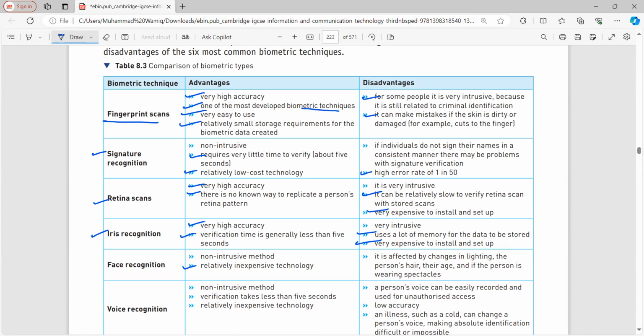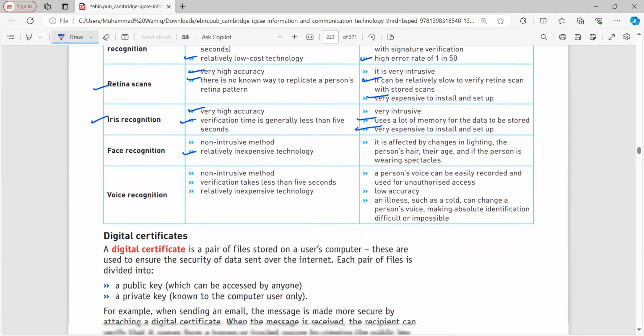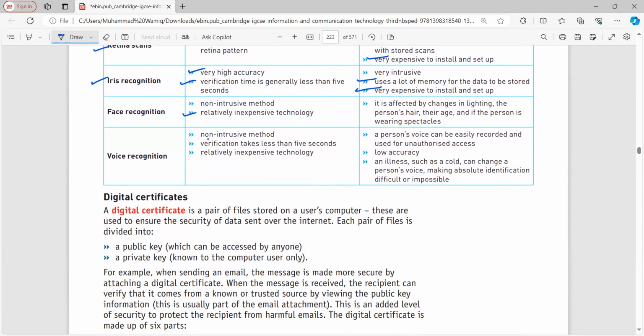And for example, if the person is wearing spectacles, that can also affect the recognition. Voice recognition is inexpensive and verification takes less time, but the disadvantage is that it has lower accuracy. A person's illness, such as a cold, can change the voice. A person's voice can be easily recorded for unauthorized access.